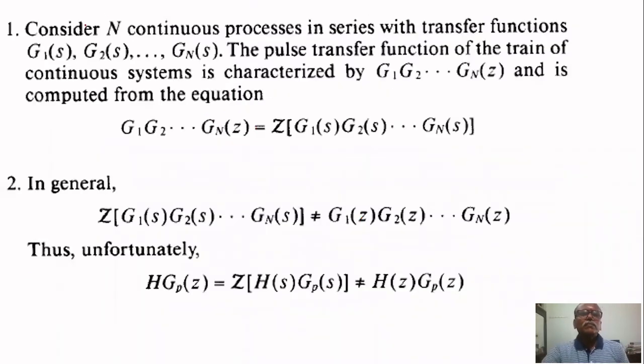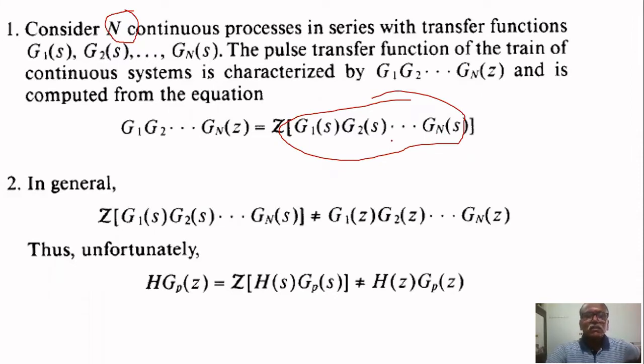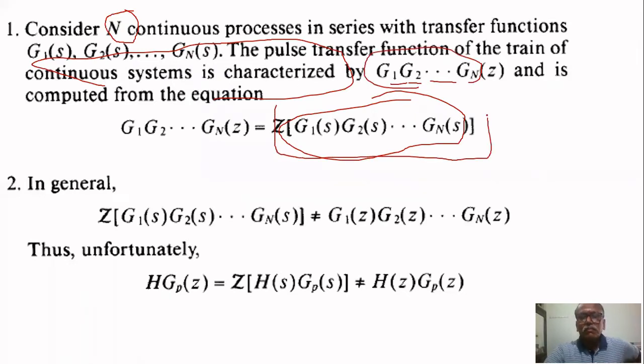Here, n continuous processes are in series. All are continuous functions, G1, G2, G3, etc., Gn. If you want to find the pulse transfer function of the train of continuous systems characterized by G1, G2, G3, etc., G of z, you can find like this. But the input, that is G1, after cascading, G1 will be the first system. It should facilitate discrete input.